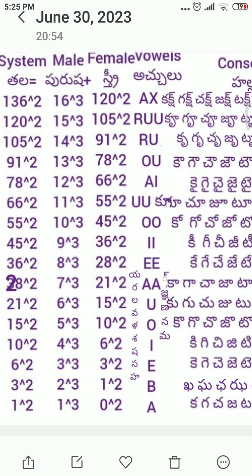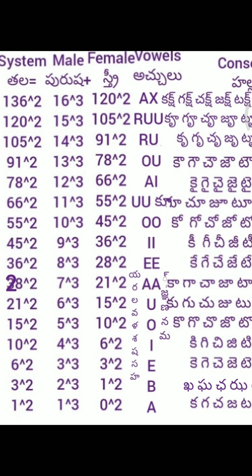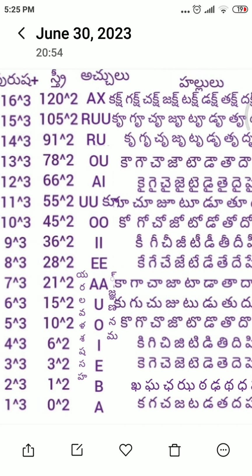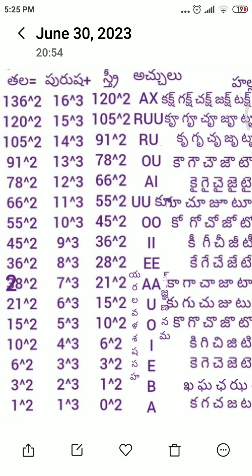So if you add these two, you get this one, 45 squared equals 9 cube plus 36 squared. So this is the jnana up to the 9 cube.